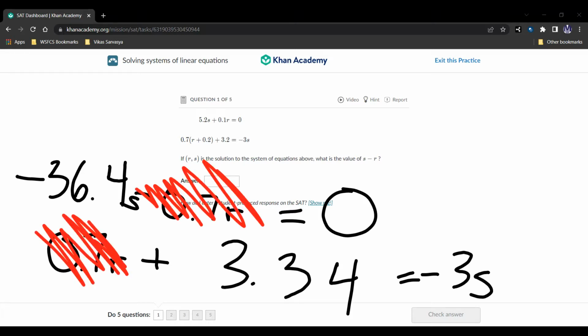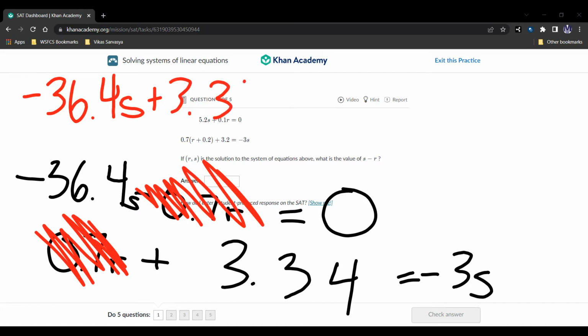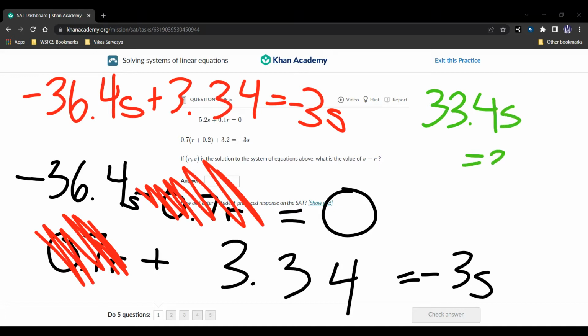And we are just left with negative 36.4s plus 3.34 equals negative 3s. Then we can add the 36.4s to both sides, and we get 33.4s equals 3.34, so s equals 0.1.